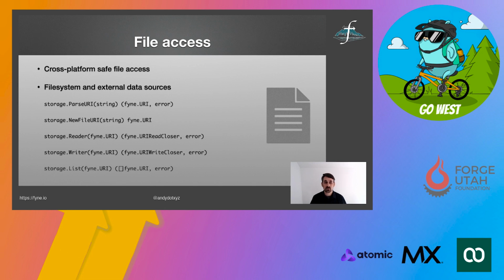And of course, you can list as well if you're interested to know what other child elements will be available in a URI that's representing a directory. There are of course lots more. You can see them in the storage package, which you should of course import before you use these APIs.